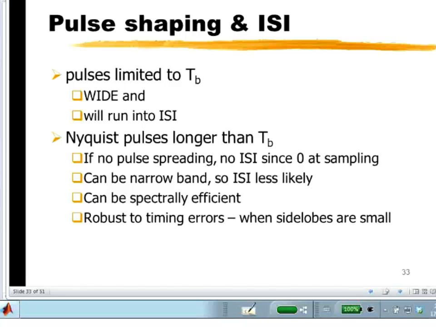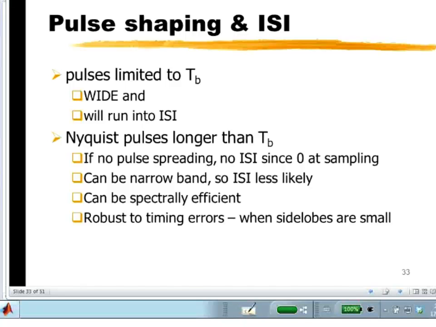So that's why I don't like to use the rectangular pulse if I have to, because that's more vulnerable to ISI just because it takes up a lot more bandwidth. If I use Nyquist pulses that have a time duration greater than TB, if I have no pulse spreading, then there's no ISI, since these Nyquist pulses pass to 0 at the sampling time. And they can be narrow band. We saw that the ideal one is very narrow band, so ISI will be less likely because I'm taking up less space in the frequency domain.